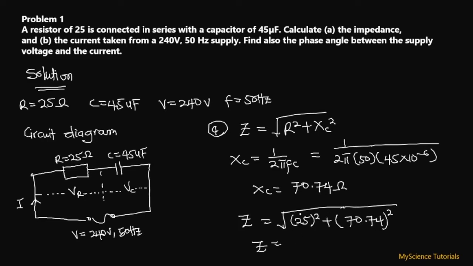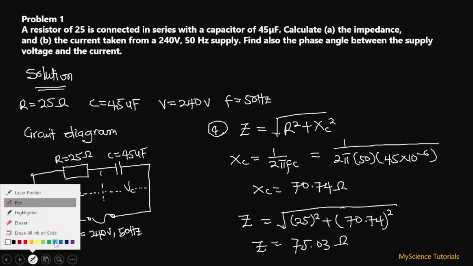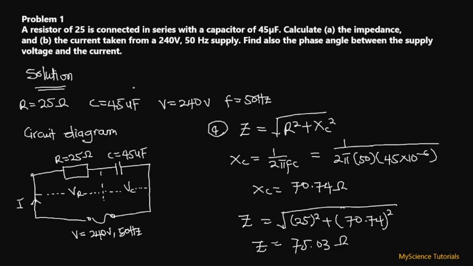So if I compute everything over here into my calculator, 25 squared plus 70.74 squared, the root of that answer will give me 75.03 ohms as the opposition to the flow of the current in this entire circuit, or the impedance. So now that we found the impedance, let's go ahead and tackle the B aspect of this question. Let me do it at the top here. The B is saying we should find the current taken from this particular circuit.